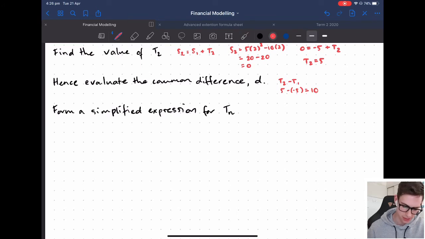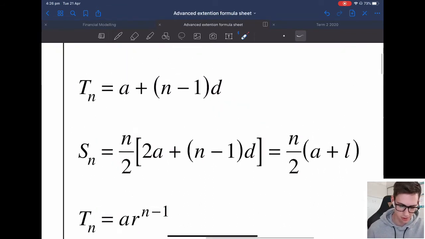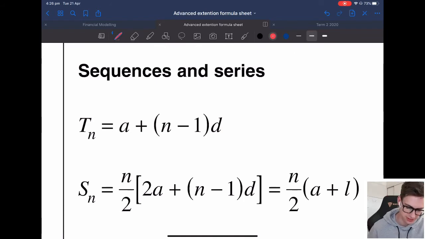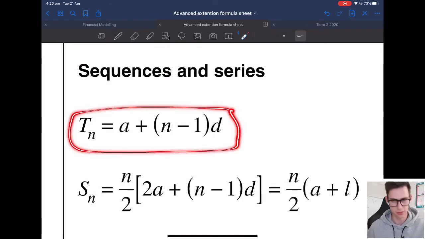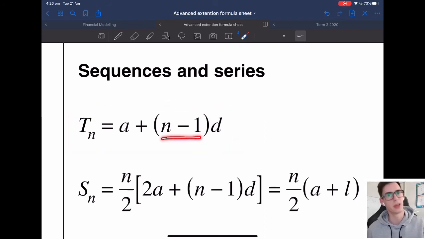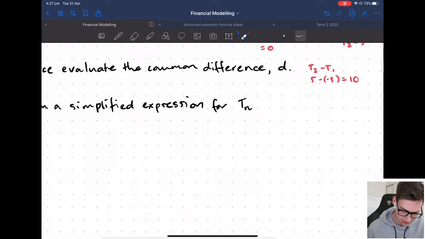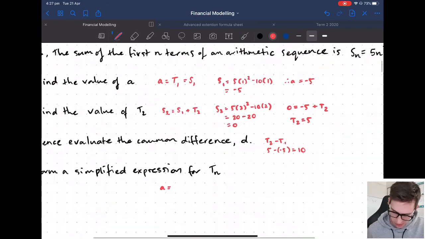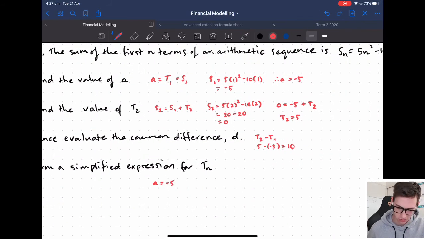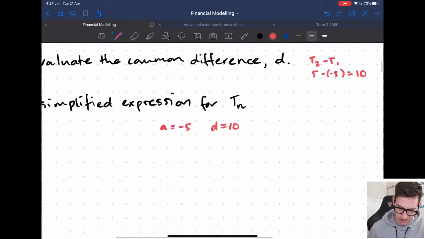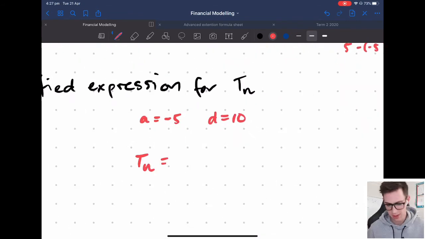Now, the final thing it wants me to do is find a simplified, that means I'm going to have to expand it and do all that stuff, expression for t of n. Now, t of n, you go to your reference sheet under sequences and series, and you can see that it's going to be our first value, which we know, plus n minus 1. We're going to leave it in terms of n, that's fine, and our difference, which we just found. So all we need to do is come back here. Remember that a was our first value. That was -5 from that first question. D was 10, because we just found that. Then the term for any n value is -5 plus n minus 1 times the difference.